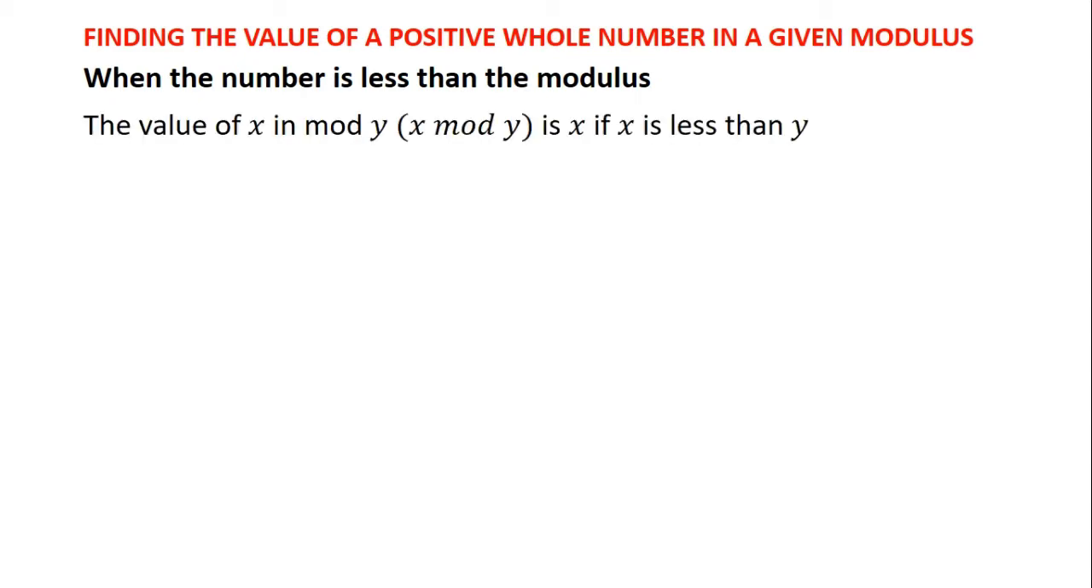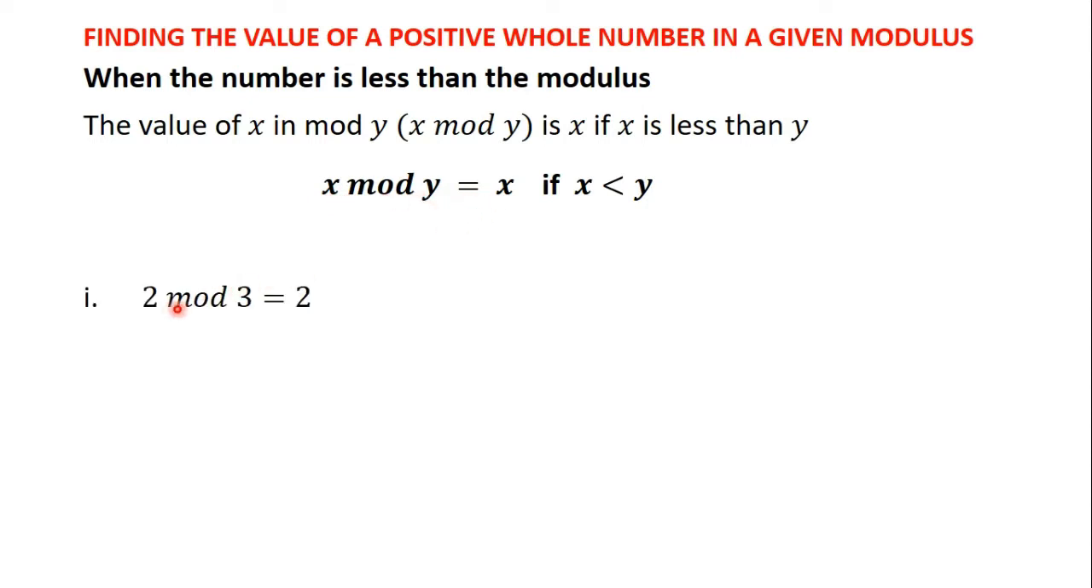The value of x in mod y, which is written as x mod y, is x if x is less than y. This means that x mod y is equal to x if x is less than y. So if the number x is less than the modulus y, then x mod y is equal to x.